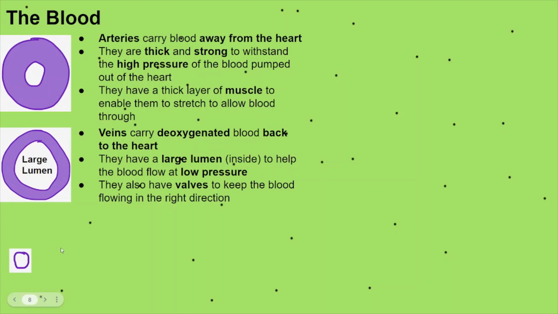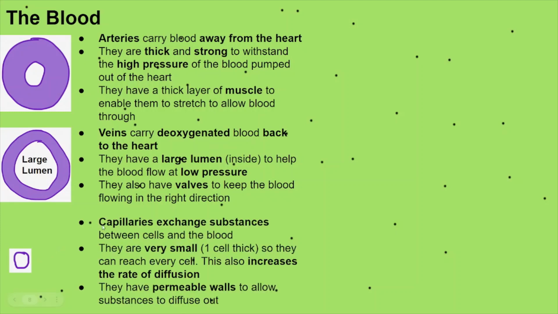And then this tiny little one down here is the capillaries, and capillaries are so important. So when you think of us exchanging substances with the blood, it's always through the capillaries. The arteries branch off into the capillaries, which reach every cell, which is why they're very small, 1 cell thick, and this also increases the rate of diffusion. And then the capillaries, once they've exchanged substances, their oxygen, their whatever, with the cells, then they go back into veins and back to the heart, and they also have permeable walls to allow substances to diffuse out.